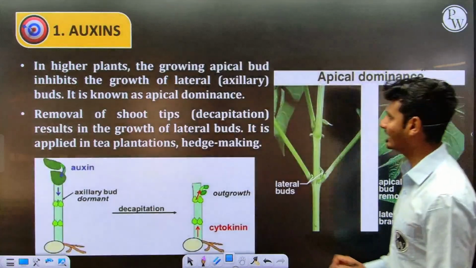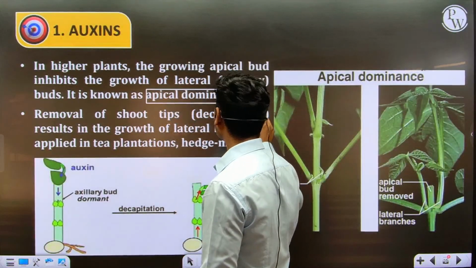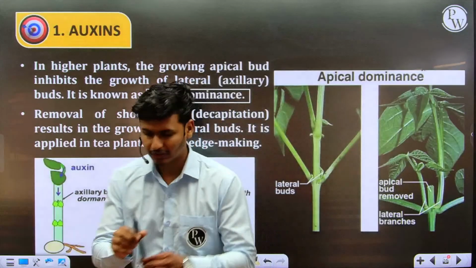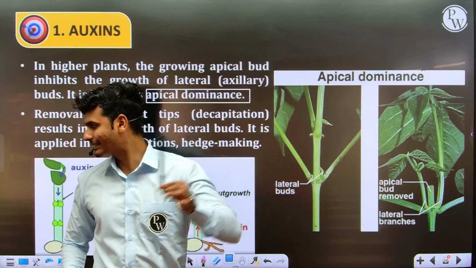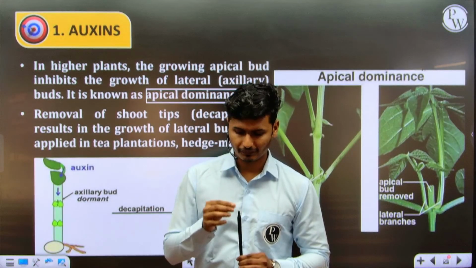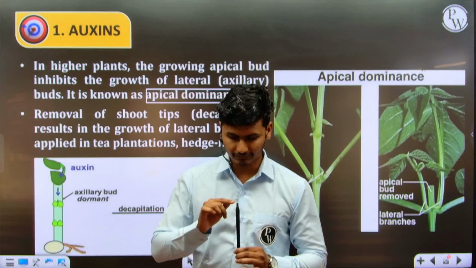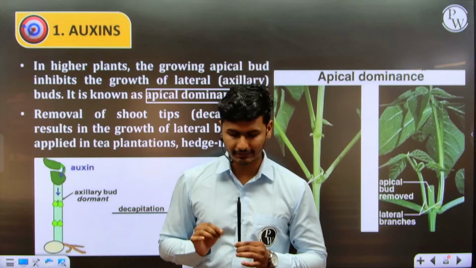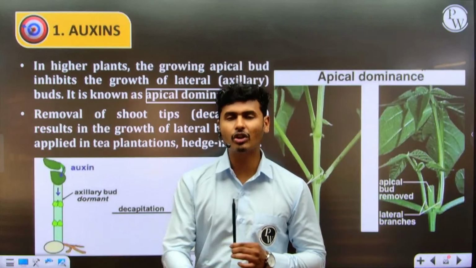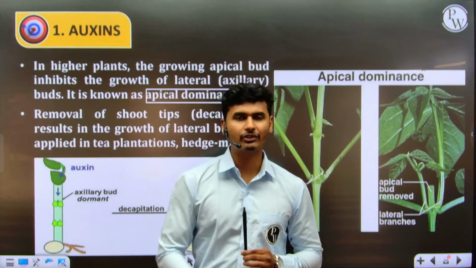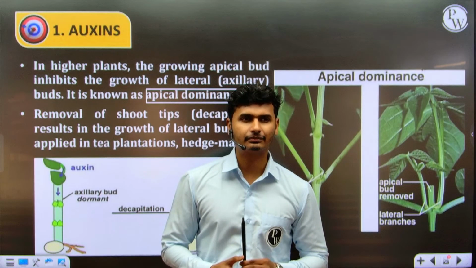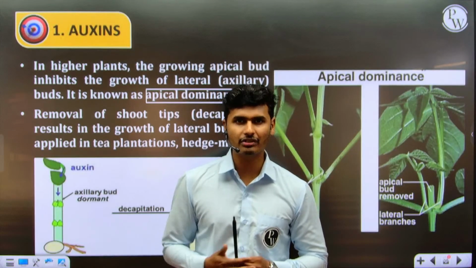What exactly is apical dominance? They say that in higher plants the growing apical bud inhibits the growth of lateral buds. For example, consider this pen as a plant. This tip produces auxin, and due to this auxin there is growth in the height of this plant. Due to this, lateral bud formation is not carried out, and because lateral buds are not formed, there is less production for the farmer. So what is the remedy for this?